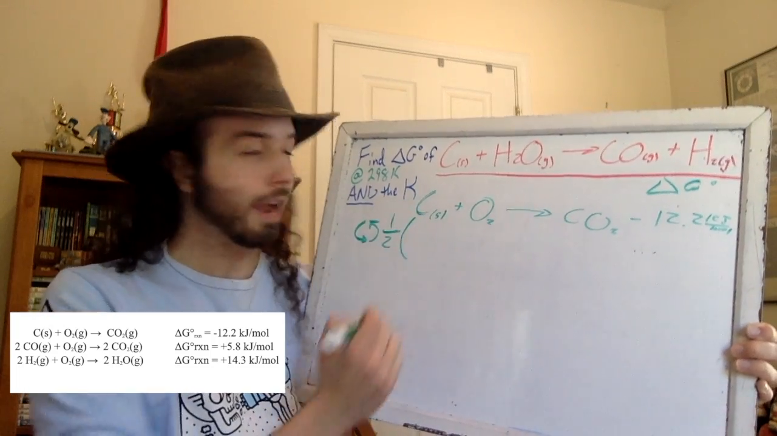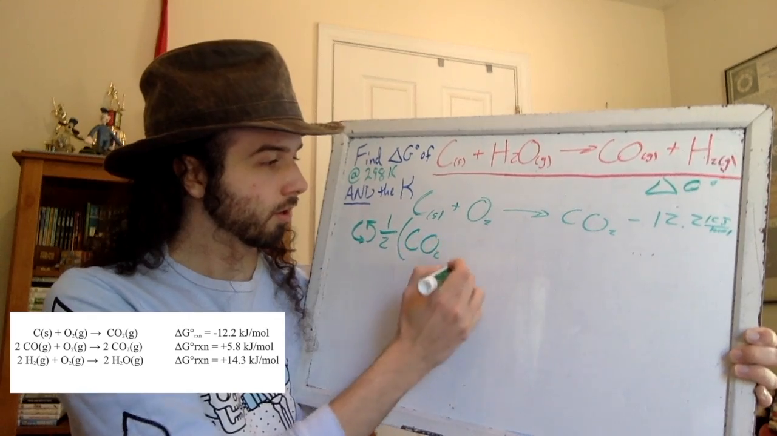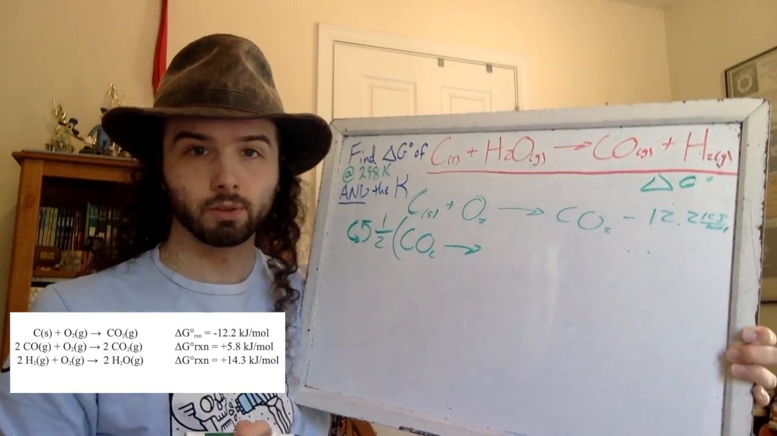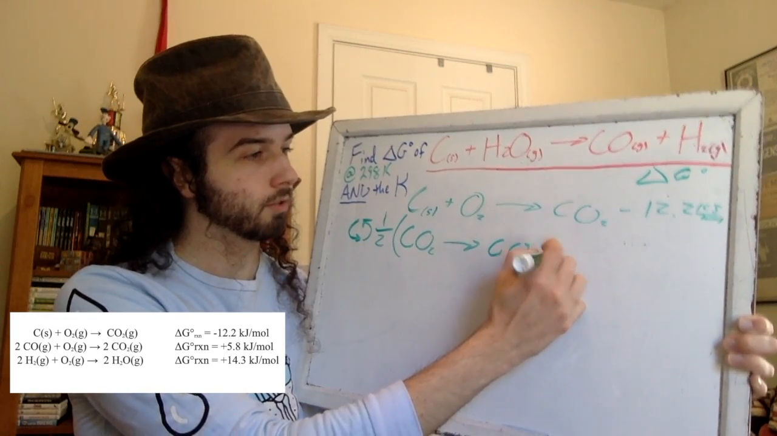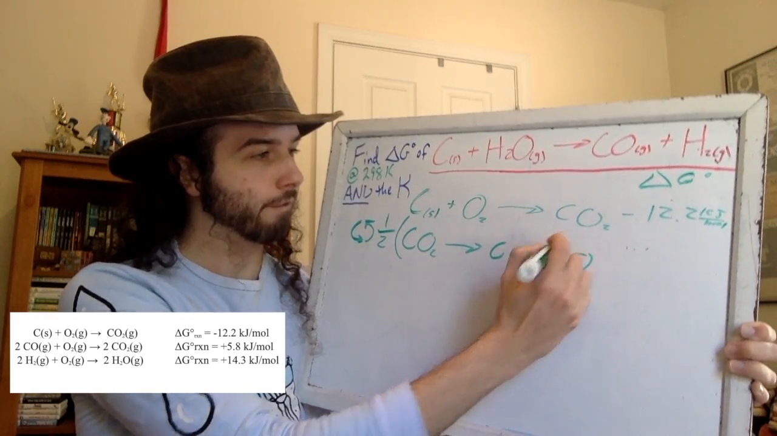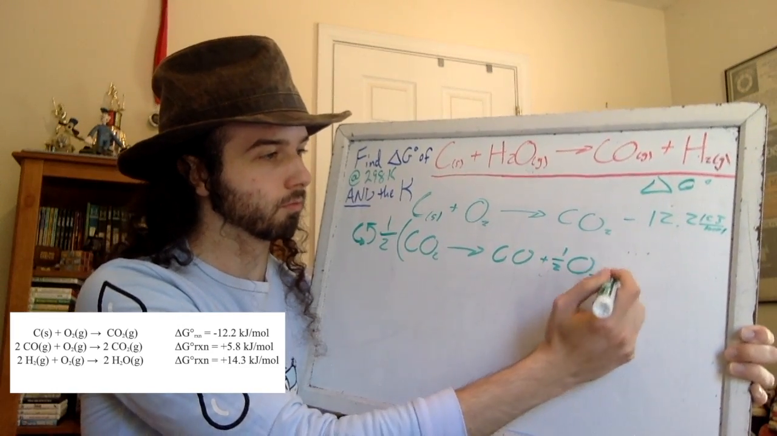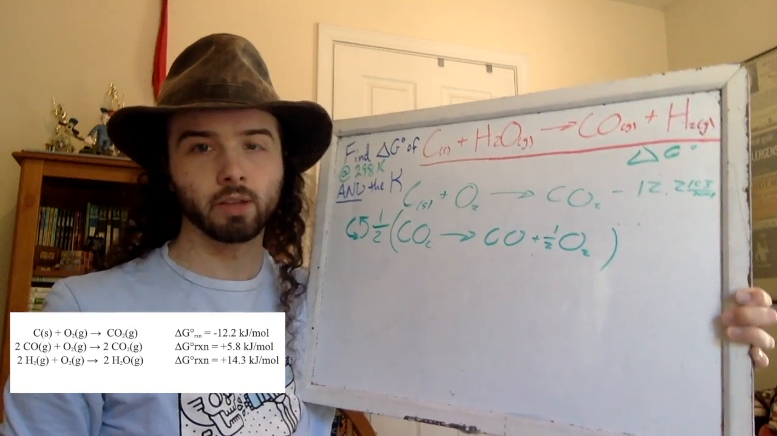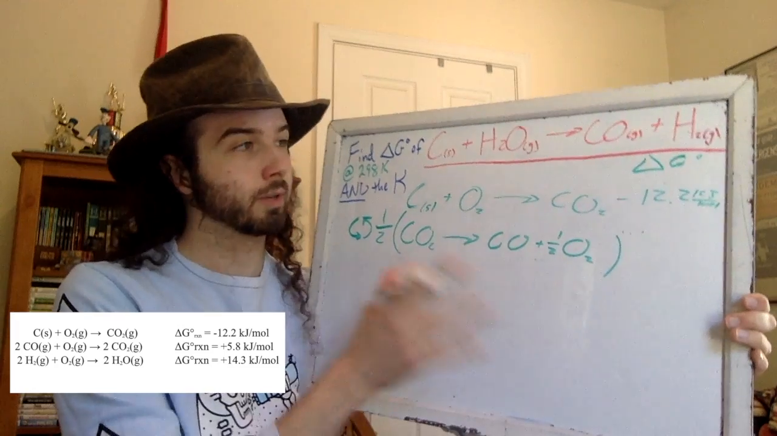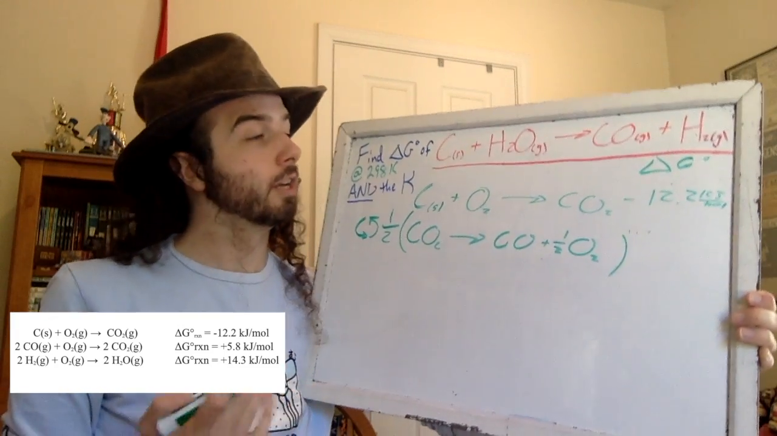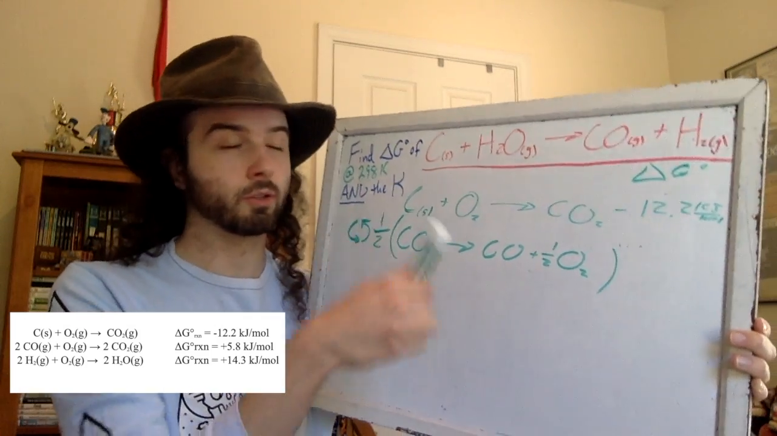So then, after that, we get CO2 going to CO plus half of an O2. Okay? And so whatever we do to one side of our equation, we have to do to the other. And since our delta G is part of our equation, we have to do the same thing that we did to the equation to our delta G value.